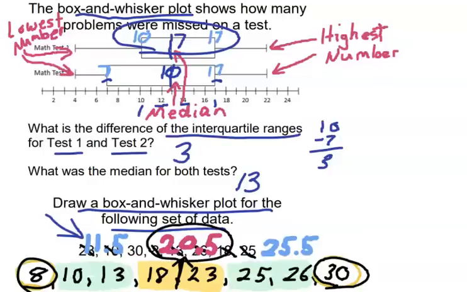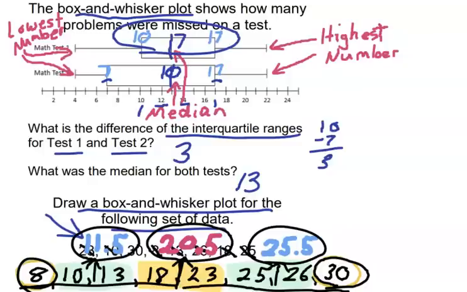Then we have to find the middle of the lower half of numbers. There's 4 numbers here. There's 4 numbers here. So we have a shared middle again in each of these situations. So we have the lower quartile of 11.5, because that's the average of 10 and 13, and the upper quartile of 25.5, because that's the average of 25 and 26. Now we have everything to make the box and whisker plot.